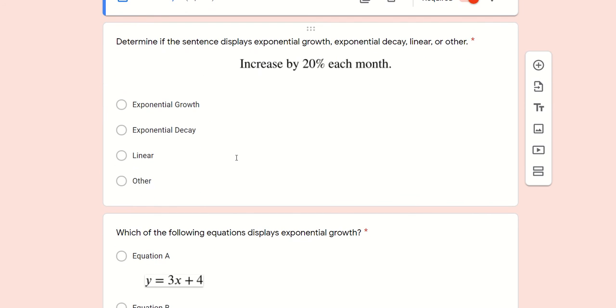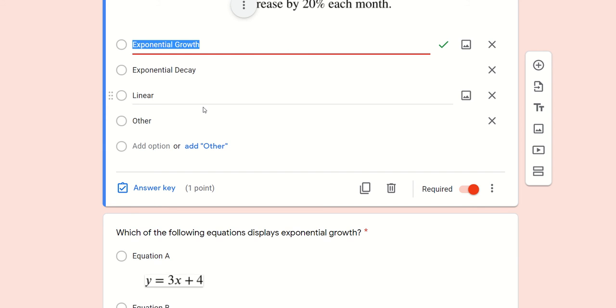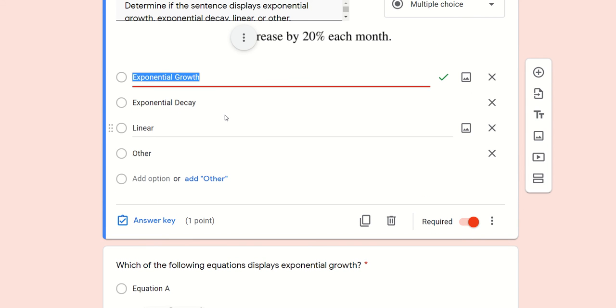Third one, I'm increasing by 20%. So that percent is a rate. So I'm exponentially increasing. Increasing refers to growth. So this is an exponential growth situation.